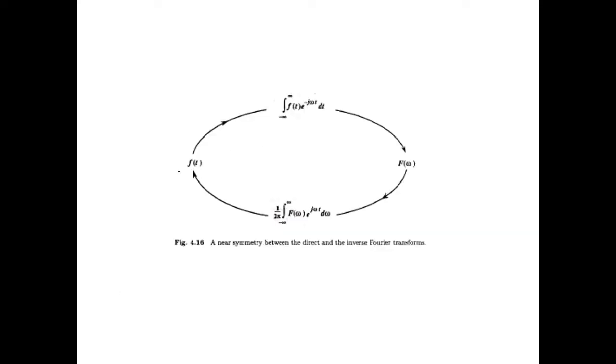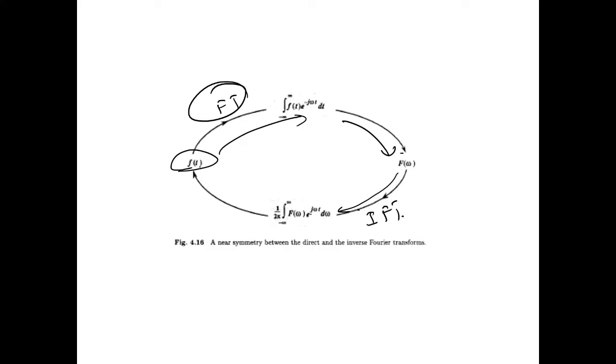So what is happening? You have a signal. You apply the Fourier transform. You get to the frequency domain signal. Again, from here you come over here, you apply the inverse Fourier transform, and after applying the inverse Fourier transform, you get this thing. Okay?